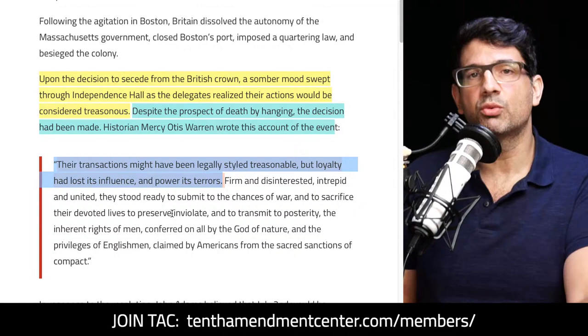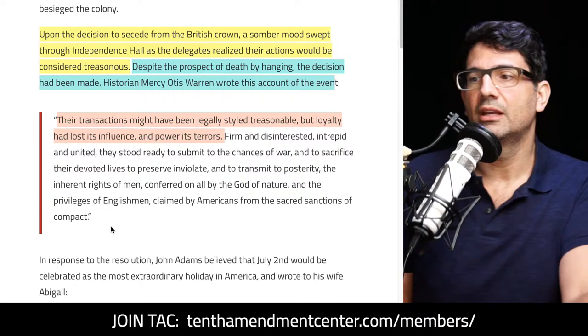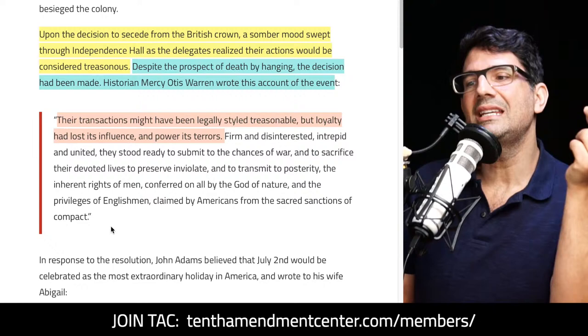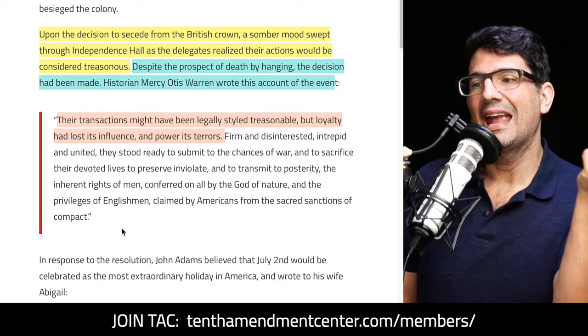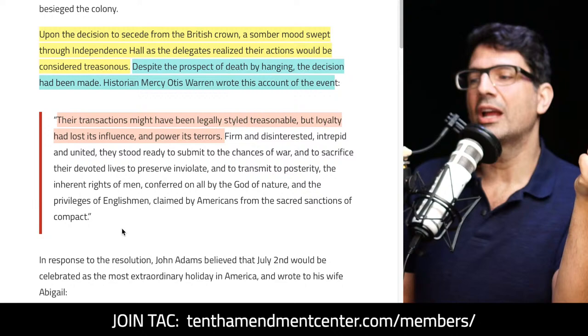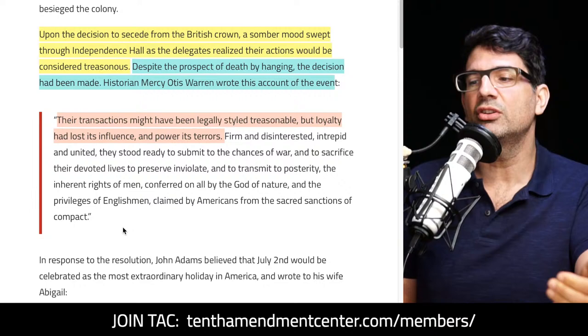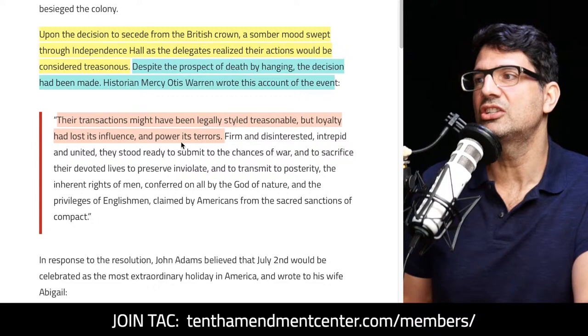Historian Mercy Otis Warren, we call her the muse of the American Revolution, wrote this account of the event, and here's how she put it. Their transactions might have been legally styled treasonable, but loyalty had lost its influence and power its terrors. Firm and disinterested, intrepid and united, they stood ready to submit to the chances of war and to sacrifice their devoted lives to preserve inviolate and to transmit to posterity the inherent rights of men conferred on all by the God of nature and the privileges of Englishmen claimed by Americans from the sacred sanctions of compact. Again, she's talking about natural rights as the foundation for which independence was based on.